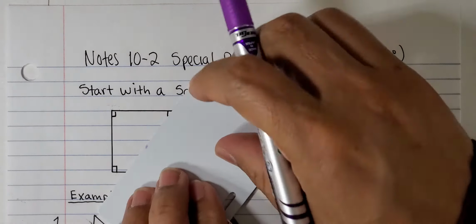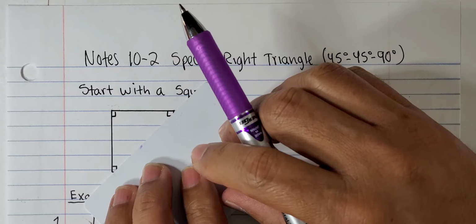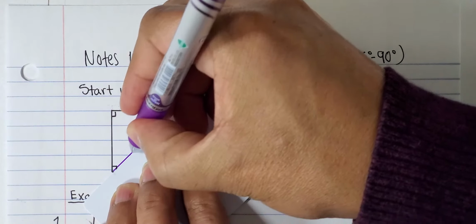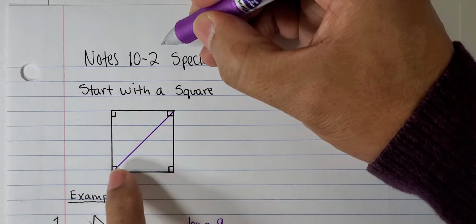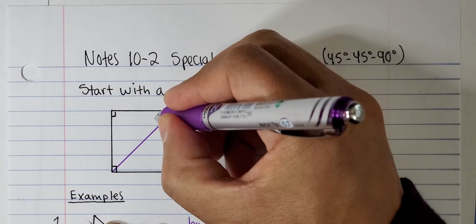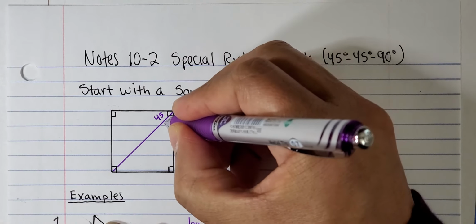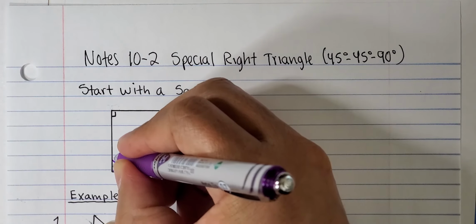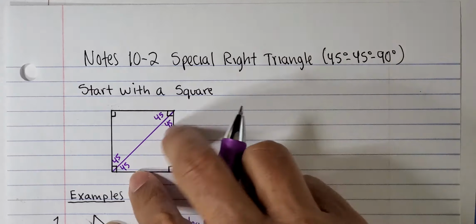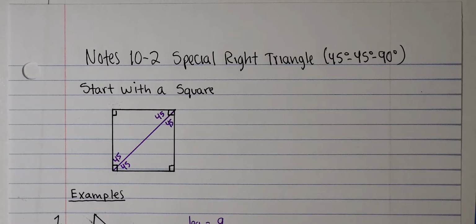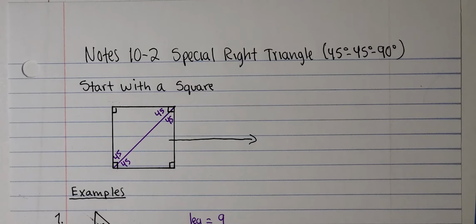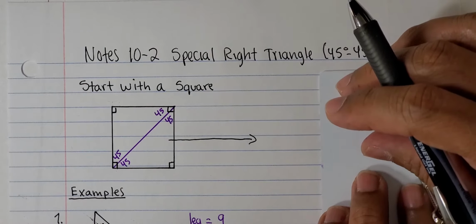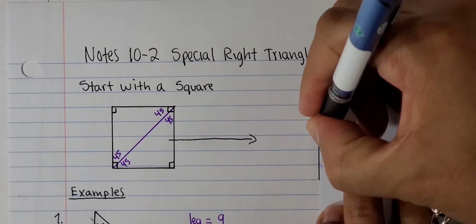So what I'm going to do is I'm going to draw a diagonal, okay? And when I draw this diagonal, the diagonal is going to bisect this angle and this angle. Since each angle is 90 degrees, then we end up with 45-degree angles here and here. So we have four 45-degree angles. So what I'm going to do next is I'm going to just get half of the square, okay, and then you'll see what we end up with once we take just half the square.